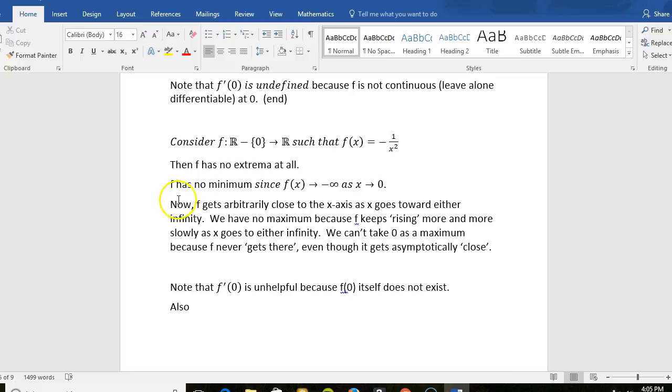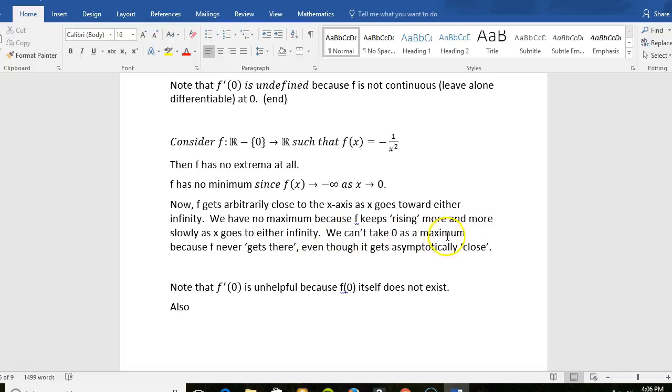Okay. Now, f gets arbitrarily close. Now, what about max? Max is a little harder to deal with. There is no maximum either of any kind, but it's harder. Now, f gets arbitrarily close to the x-axis as x goes off to either negative or positive infinity. We have no maximum because f keeps rising more and more slowly as x goes to either infinity.